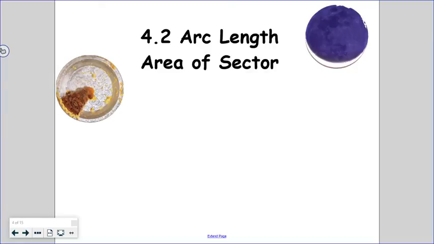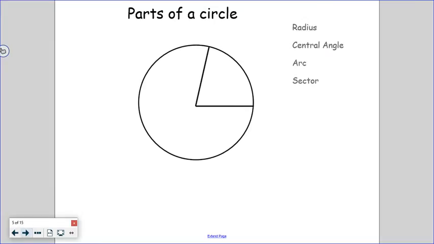We are talking about the topic of arc length and area of a sector today. You were introduced to arc length and area of a sector in geometry, so you've seen these concepts before. What you haven't seen is the formula that is way nicer now that we know what radians are and how to find them. So we get a much simplified version of those formulas than you did in geometry.